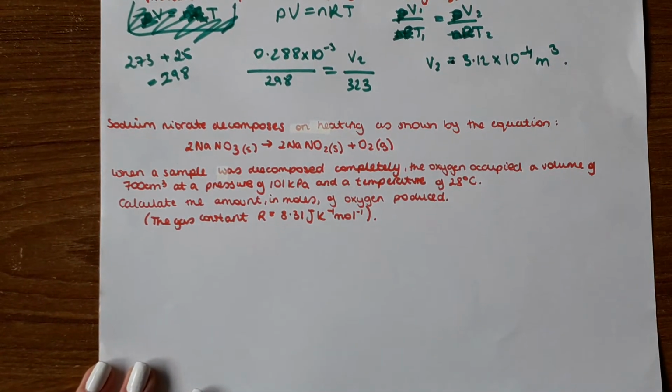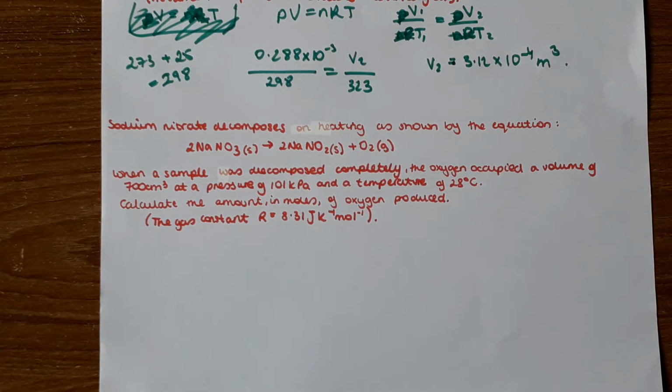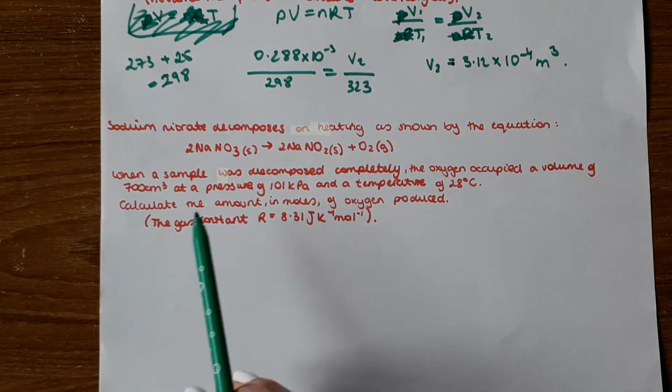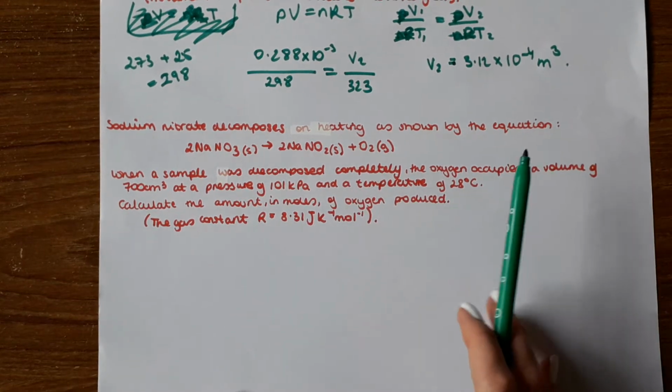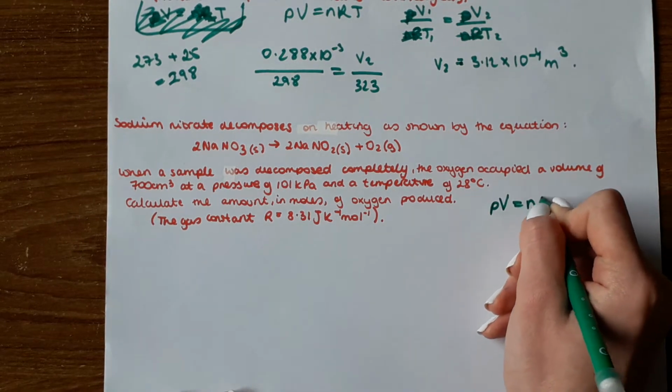And next question. Sodium nitrate decomposes on heating, as shown by the equation. When a sample was decomposed completely, the oxygen occupied a volume of 700 centimeters cubed at a pressure of 101 kilopascals and a temperature of 28 degrees Celsius. Calculate the amount in moles of oxygen produced. When you see a gas constant, temperatures, pressures, and volumes involved, you should straight away think ideal gas equation, which is this.